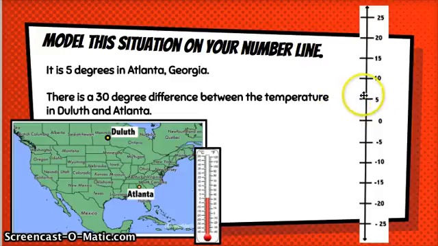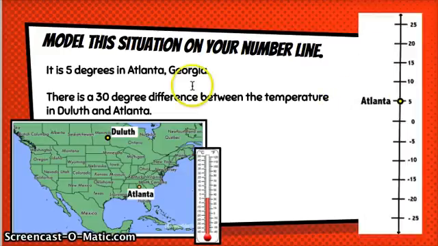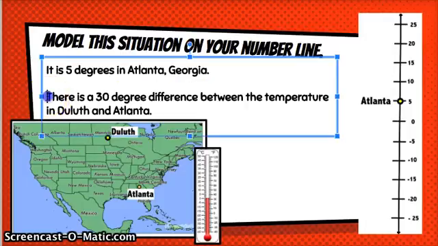It's 5 degrees in Atlanta, so we'll put a dot here and label it. And then you have to be careful because this says there is a 30-degree difference between the temperature in Duluth and Atlanta. That does not mean the temperature in Duluth is 30 degrees. It means that there is a difference or a distance of 30 degrees in the temperatures.